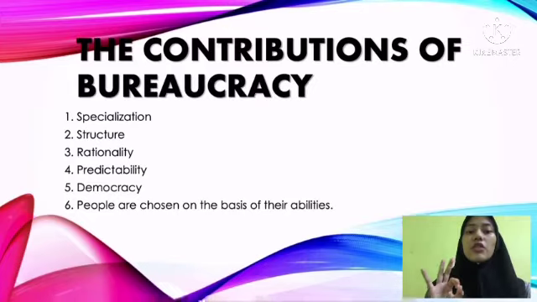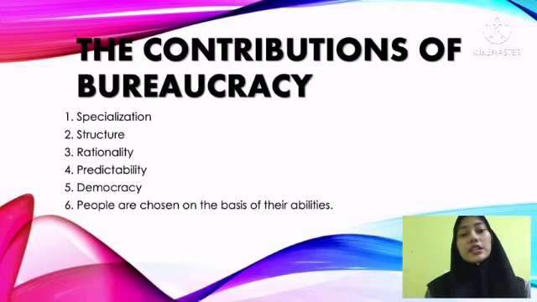Third is rationality. An organization's rationality is enhanced by bureaucracy. Decisions are made based on objective and widely agreed open standards. Fourth is predictability. Bureaucracy provides predictability and stability to an organization by its rules, regulations, training, specialization, structure, and other factors.